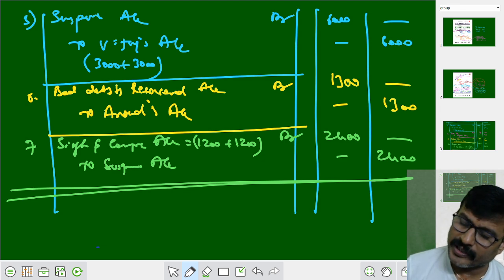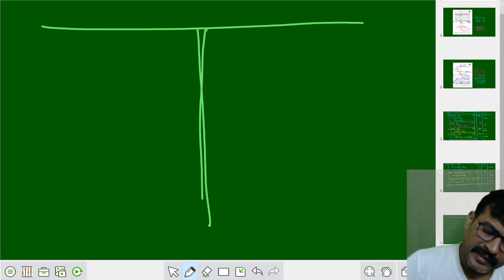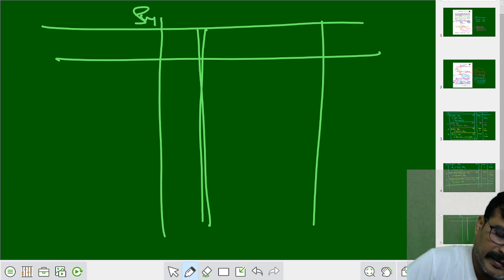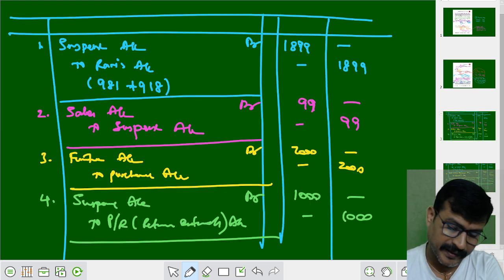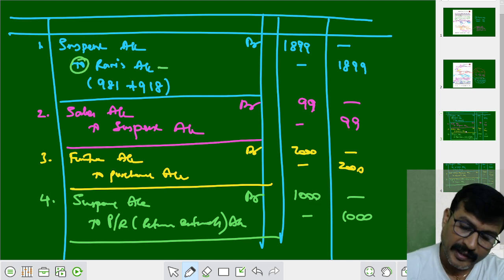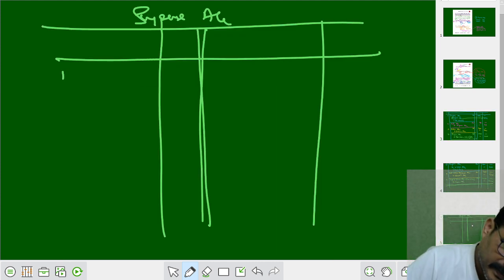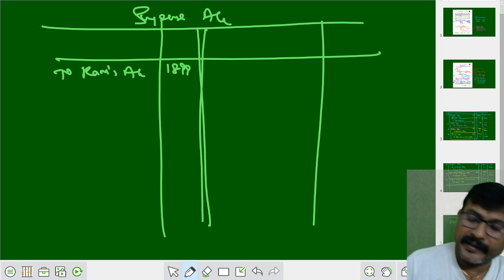This completes all the journal entries, my dear students. Again, we have to prepare a ledger called the suspense account. What ledger do we have to prepare? Suspense account. See, when you are preparing the suspense account, see the first entry. Suspense account debit to Ram. Since Ram is in the credit of the journal, he goes to the debit of the ledger. To Ram's account, it is 1899.